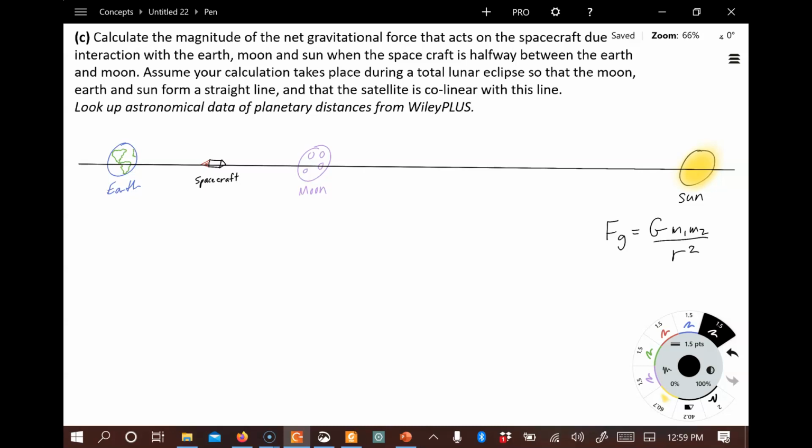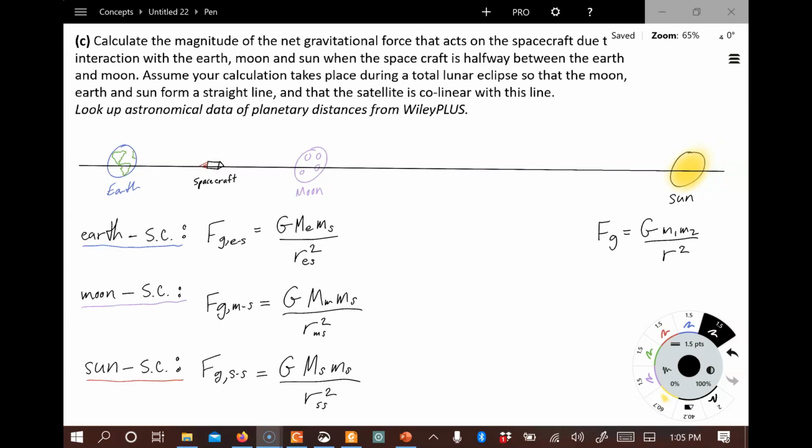We're going to have three interactions with the spacecraft, so let's go ahead and write those three down. Okay, so I've written down the gravitational force magnitude that's acting on the spacecraft due to its interaction with the Earth, the Moon, and the Sun. I've abbreviated spacecraft FC there. And for the masses of the big planets and things, I can capitalize it, right? But you can see the notation.